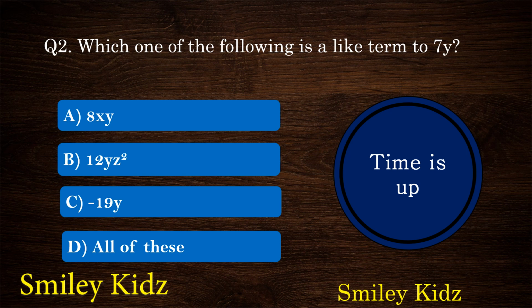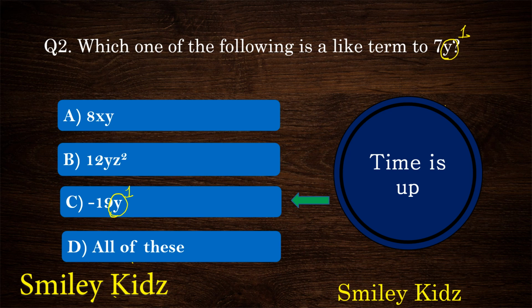Your time has run out. The right answer is option C, minus 19y. Why is minus 19y a like term to 7y? See, here we have the variable as y, and here as well we have the variable as y. And what is the power of the variable? It is 1, right? So it is the same variable raised to the same power. So both are like terms.